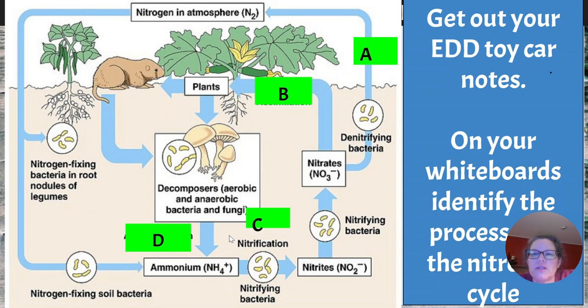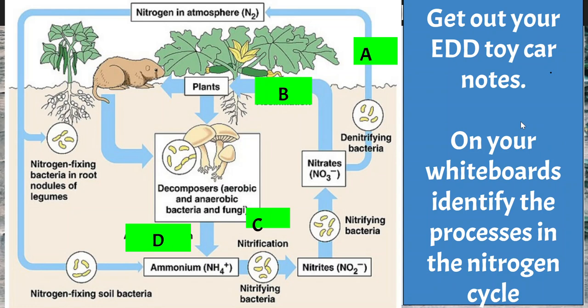Our warm up question today was taking a look at the nitrogen cycle and trying to identify these different processes or steps that are labeled by A, B, C, and D. So I asked students to go ahead and get their notes out. You want those notes on your toy cars, and also, you want to have notes out for your balancing act 2.4, and we're going to do some things with those notes as well.